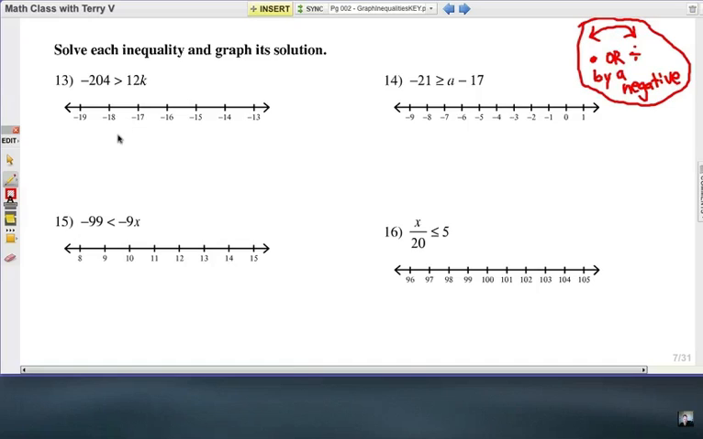Now these four, I'd like you to try on a piece of paper, and then we're going to solve and then graph on a number line. And these are one-step inequalities. Go ahead and give it a try.